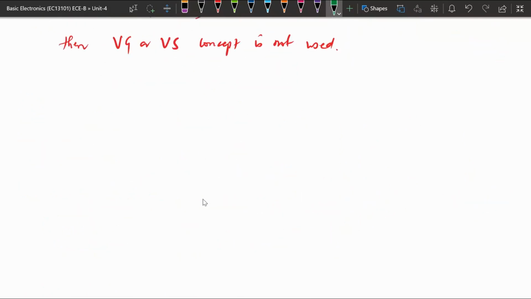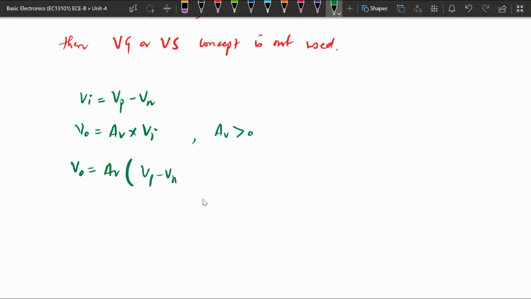By using this, the input voltage for the exact analysis will be Vp minus Vn. We have seen this already. With respect to that, the output voltage will be the gain multiplied by the input voltage. Here the gain we are considering is a positive gain, greater than 0, and it is not 10 to the power 6. If it is 10 to the power 6, then we will be doing the approximate analysis. If the gain is very less, then we will be doing the exact analysis. In that case, V output we can say is AV multiplied by Vp minus Vn.